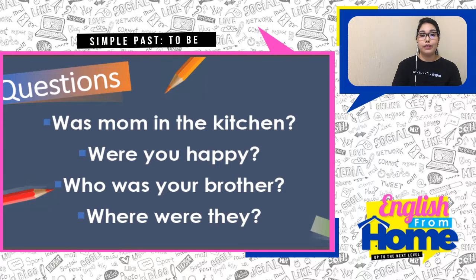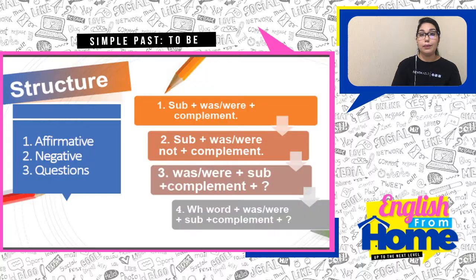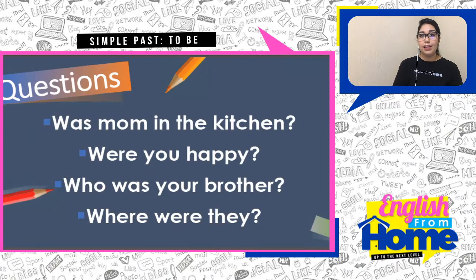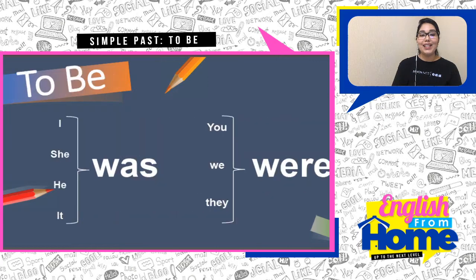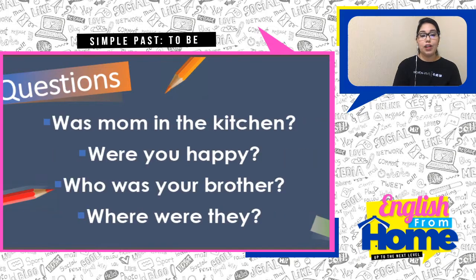Let's go back to the first one, where it says verb to be, where we have the pronouns. I was, she was, he was, it was. And for you, we and they, which are basically the plurals, we have to use were, okay? For the first and third person, we use was. And for the second person and the plurals, we're going to use were. Okay, people, now let's read the structures.